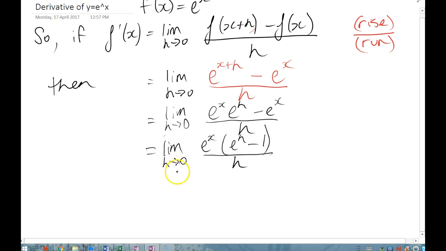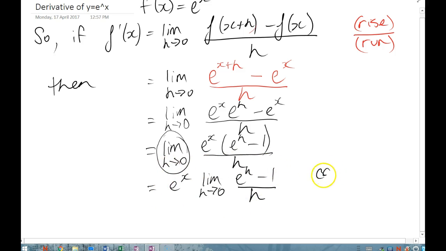Now, as this h value changes, it's only going to impact what's inside the brackets and the denominator. So we can treat this e to the x as a constant. So I'm going to pop it out the front: e to the x, and then the limit as h approaches 0 of e to the h minus 1 all over h. So this formula here calculates for me the gradient.